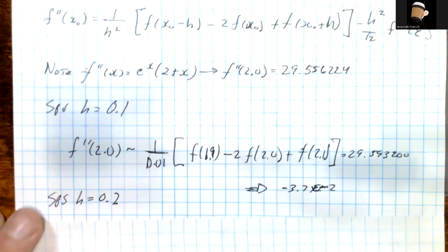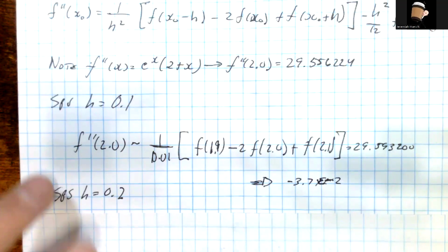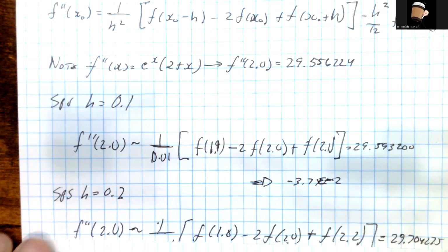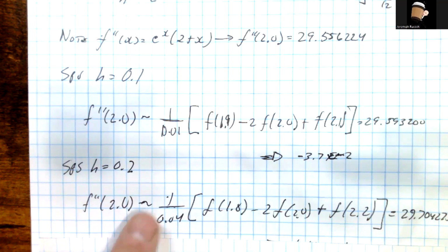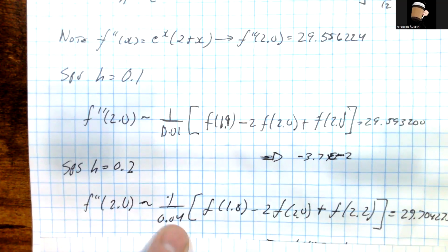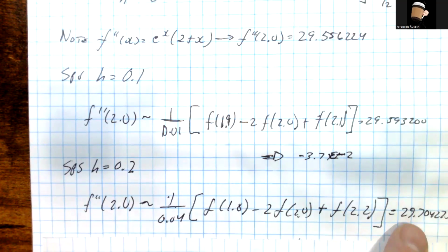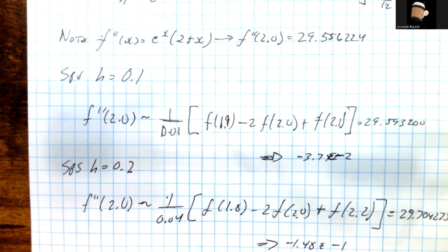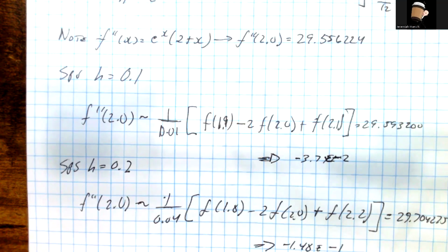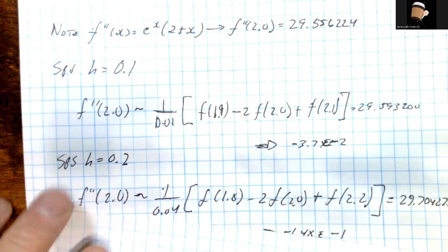So what if we try a larger step size? Let's double our step size from above. We plug that one in, we get f of 2.0. The second derivative of f at 2.0 is approximately equal to 29.7047275, which gives us an error that is a little bit more significant, a larger increase in the error there. So definitely doubling the step size did increase the error.